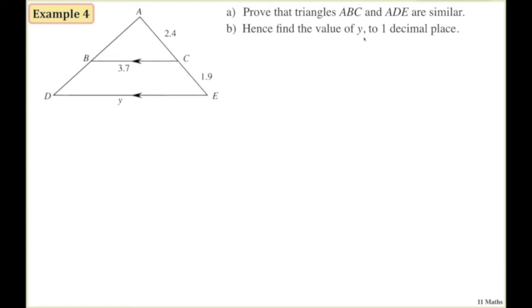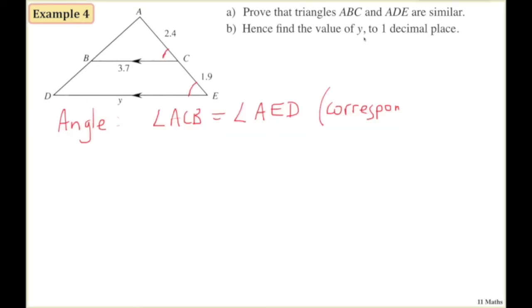So let's have a look at how we're going to set this out. I'm going to use angle, angle, angle because I've got all my angles here. So angle ACB equals angle AED. So ACB we've got there, AED we've got there, and they are equal because they are corresponding. And why are they corresponding? Because BC is parallel to DE.